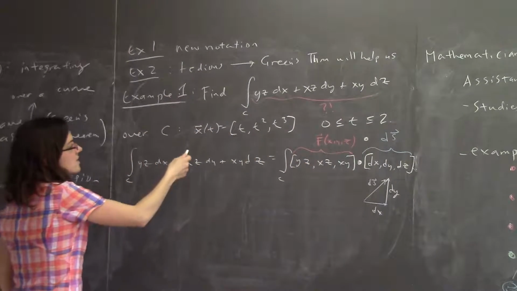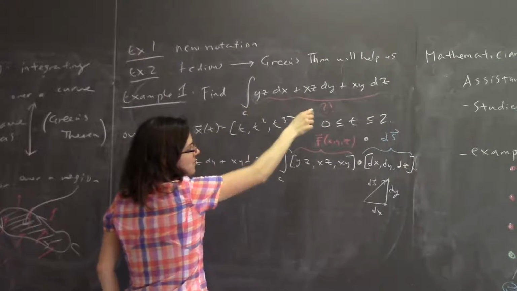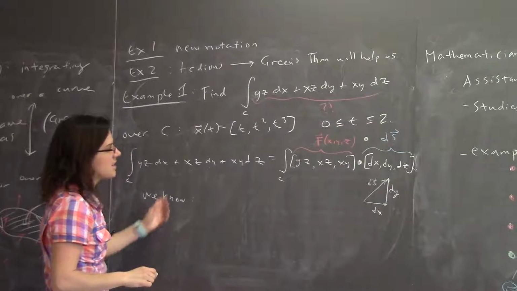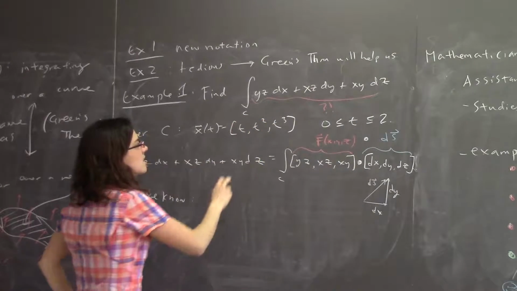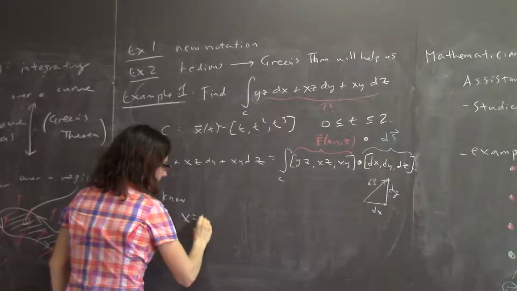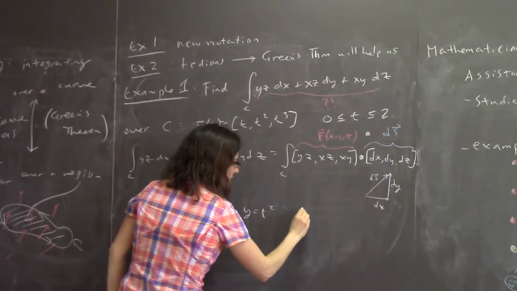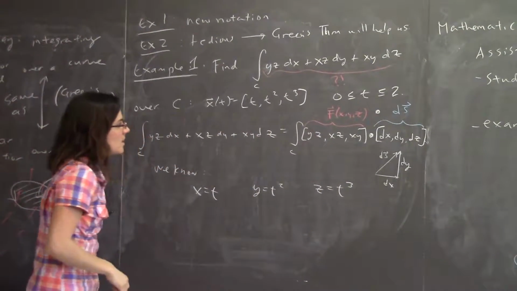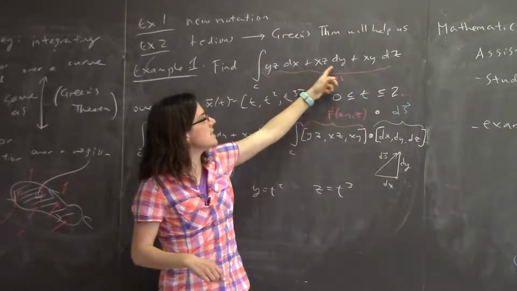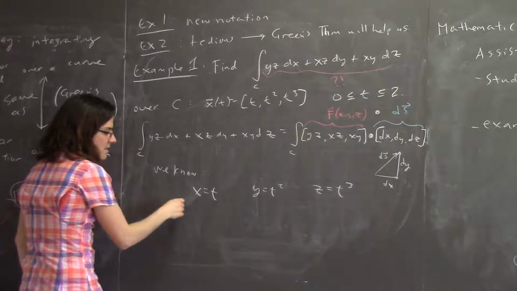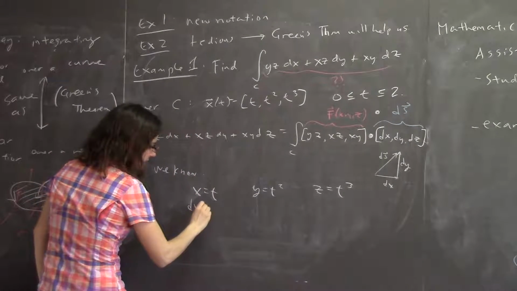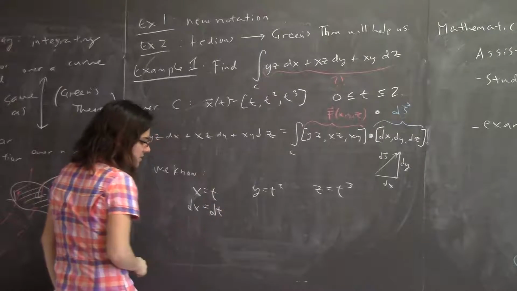So let's rewrite this in an order that we can actually integrate. If you want to plug everything in terms of t so that we can actually integrate this thing, we know what x, y, and z are in terms of t. They're t, t squared, and t cubed. So x is t, y is t squared, and z is t cubed. And that's good for all these parts, x, y, and z. But how about dx, dy, and dz? Let's figure out what those are. To do that, we can just take the derivative of each of these. So the derivative of x is dx, the derivative of t is dt. So take the derivative of both sides.